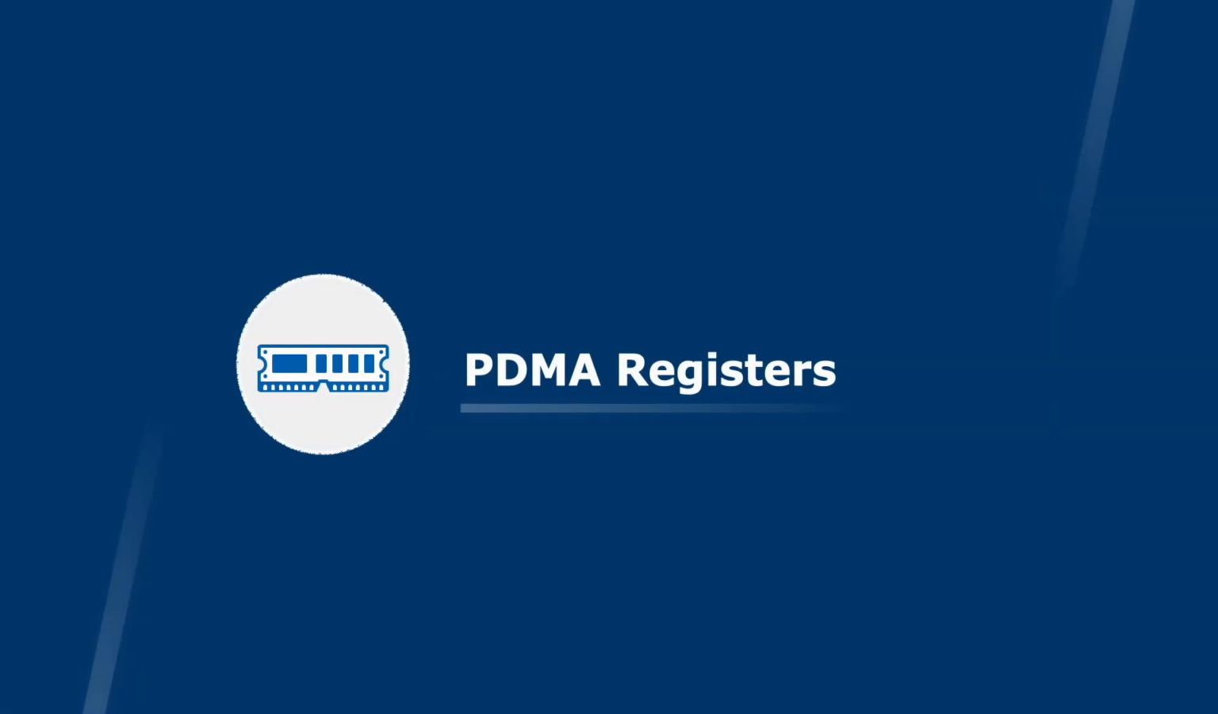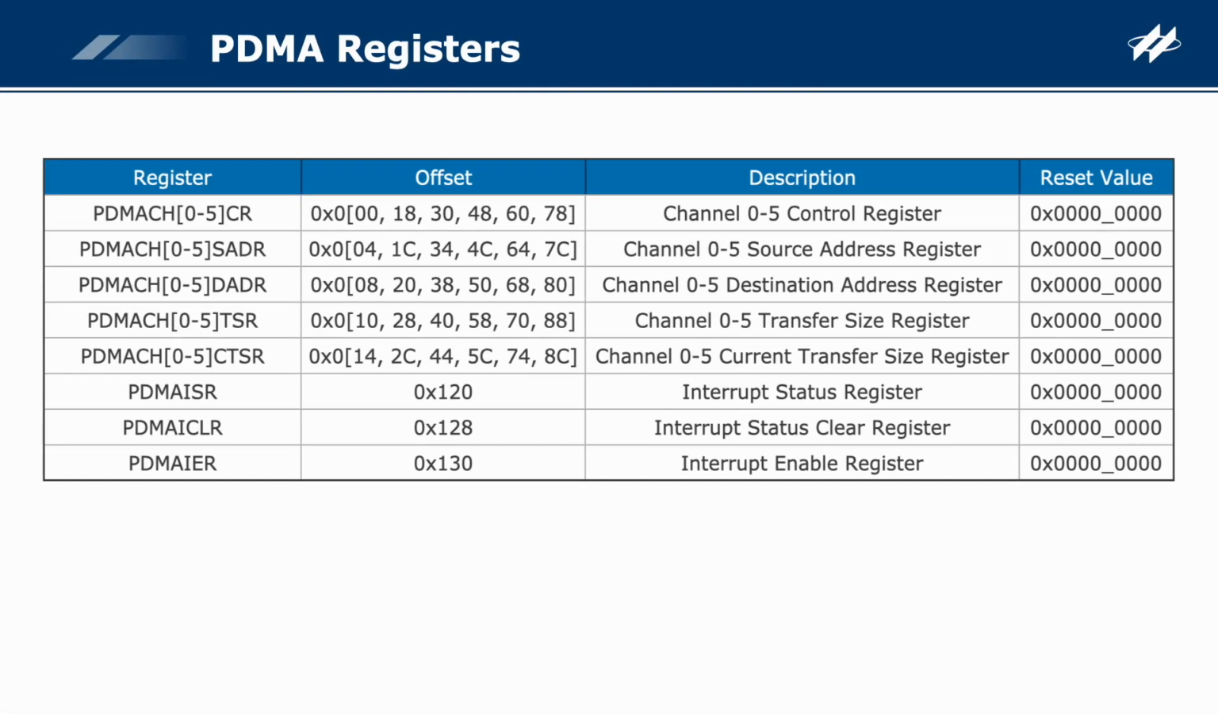PDMA registers. Then, we'll introduce the PDMA registers. The channel control register is used to set the data transfer configuration, such as address mode, channel priority, data bit width, etc. The channel source address register is used to set the source address of the PDMA channel N. The channel destination address register is used to set the destination address of the PDMA channel N.